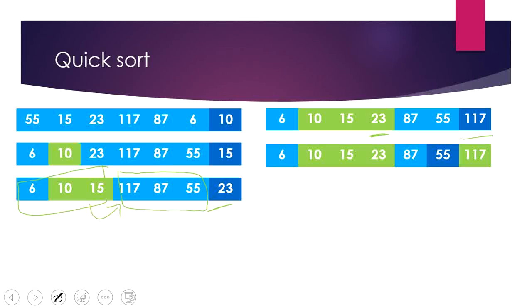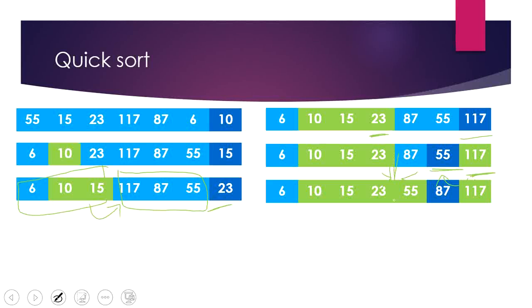Since 117 is placed in its actual position, we move one step forward and consider 55 as our pivot. Now 55 is greater than 23 and less than 87, so the place of 55 is between 23 and 87, and it is placed. Now the array is completely sorted. This is how we choose the pivot element every time and place it in its actual position until the array gets sorted. This is the logic of quicksort.